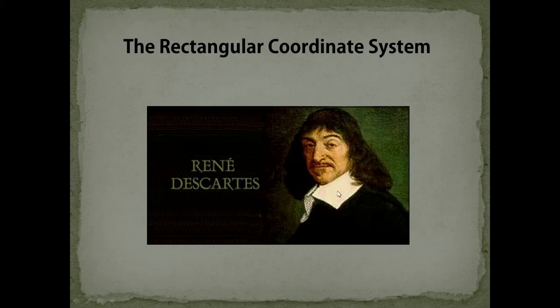We got the rectangular coordinate system. Well, the rectangular coordinate system was invented by a guy called Rene Descartes. He's right here. He's not that handsome, but he's quite smart. You might have heard of him. You might recall the guy who said, "I think, therefore I am."